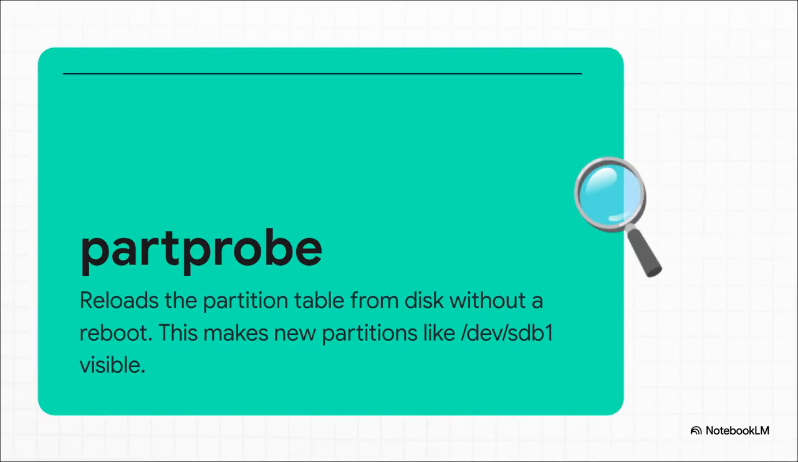And the magic command that saves the day is partprobe. All this does is tell the Linux kernel, hey, that disk's blueprint just changed. Go take another look at it right now. If you skip this, the operating system is still working with the old empty blueprint, and your new partition like /dev/sdb1 is completely invisible to it.